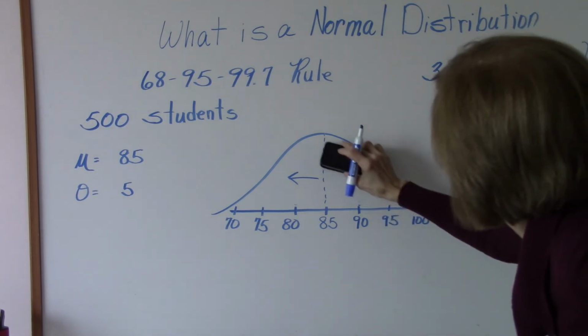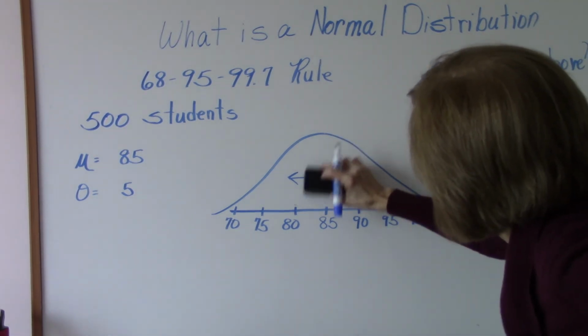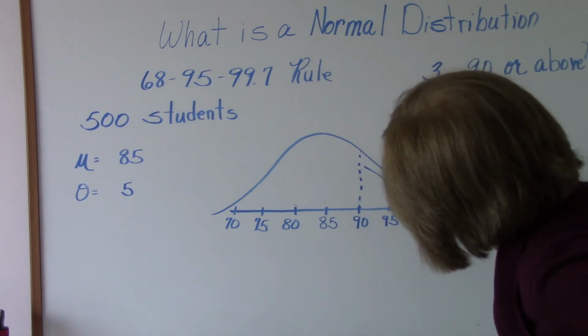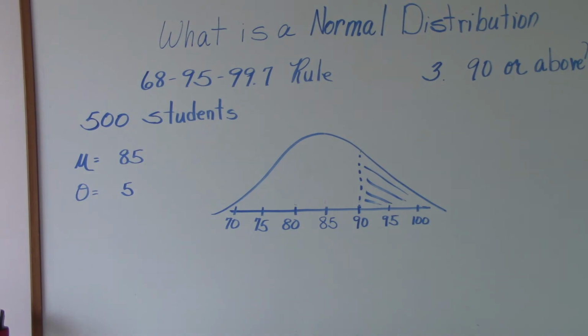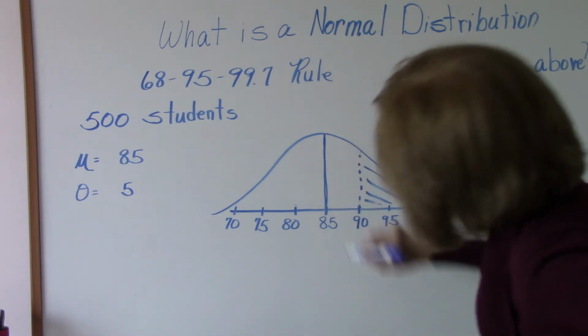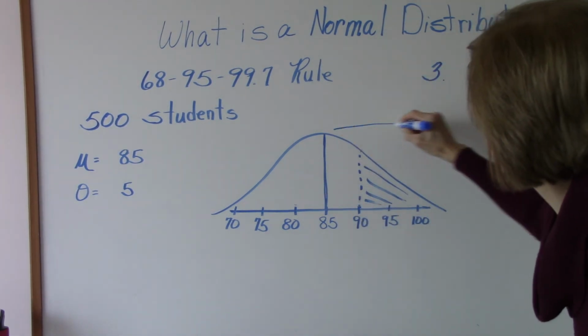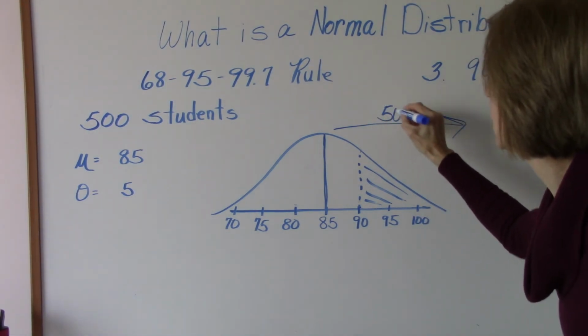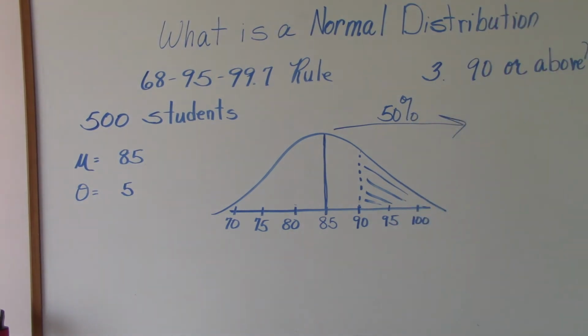So here we are. We're interested in these people right there. And that's not a 68, a 95, or a 99.7 at all. But here's something that we do know: from 85 all the way to the right is 50% of the data.